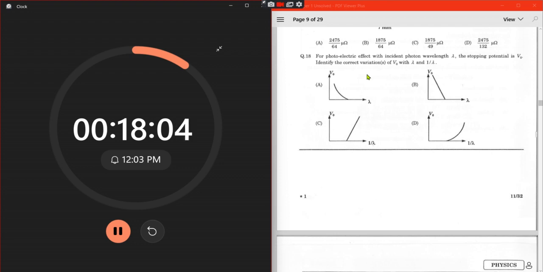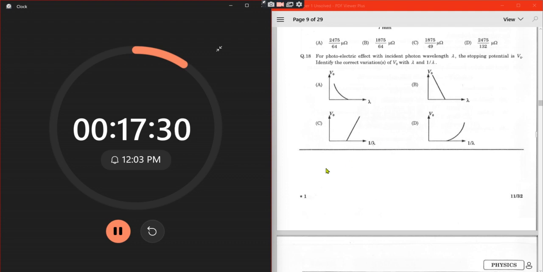1 upon lambda is a linear relationship. So there are two relationships, and with lambda it's kind of okay. Let's see what happens. V naught is equal to negative phi upon E plus hc upon E times 1 upon lambda. So we need negative phi upon E. At lambda equal to infinity, or at some certain lambda, it will become 0.